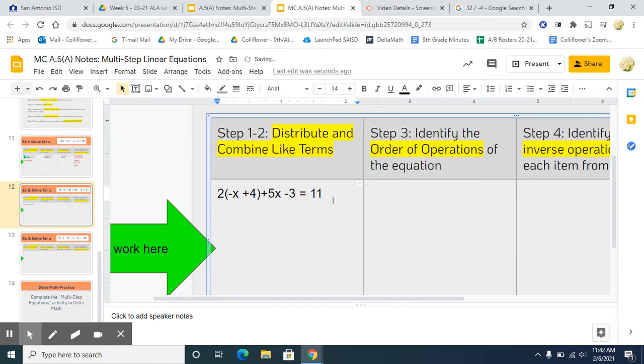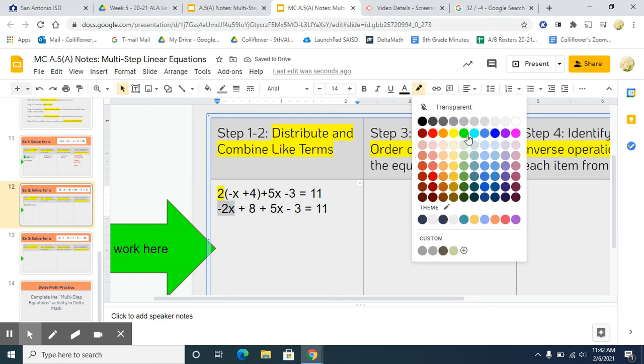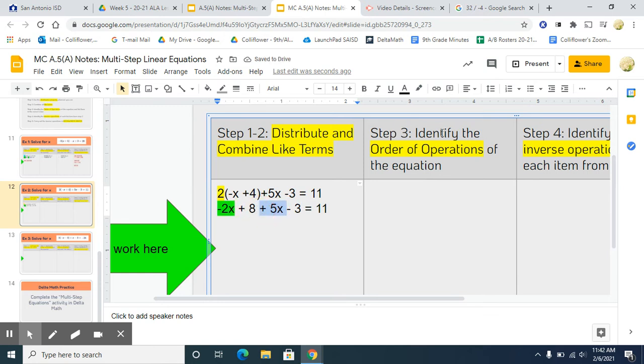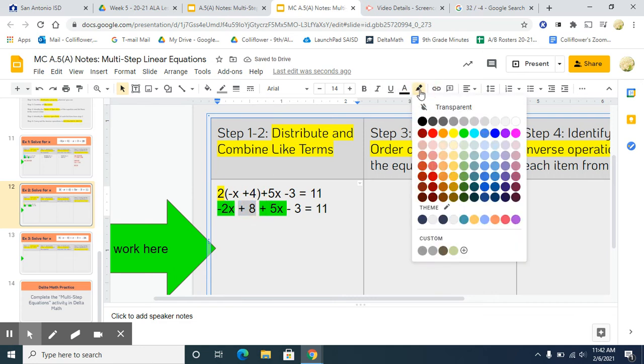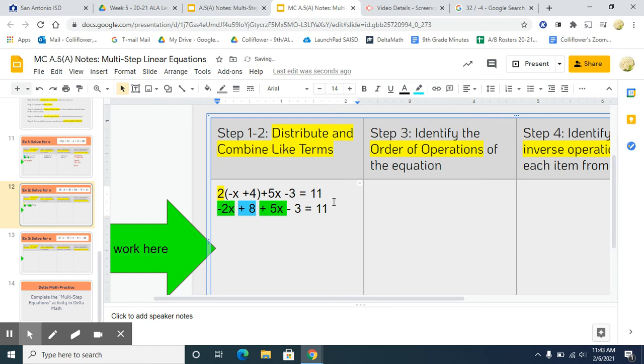Right. Now we want to distribute this positive 2 into the parentheses and then combine our like terms. So once I distribute, I get negative 2x plus 8 plus a 5x minus 3 equals 11. Next, I'm going to combine these like terms. So I have minus 2x's plus 5x's that I could combine. I also have a constant of plus 8 and a constant of minus 3. So I'm going to combine those as well.